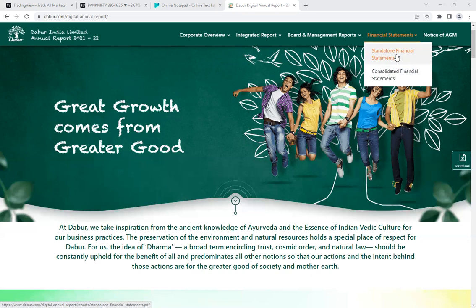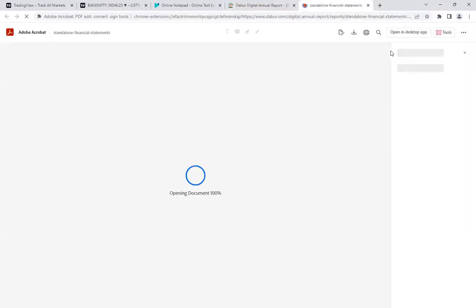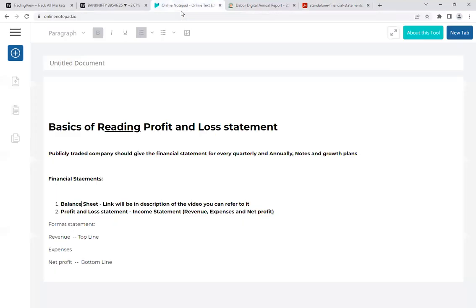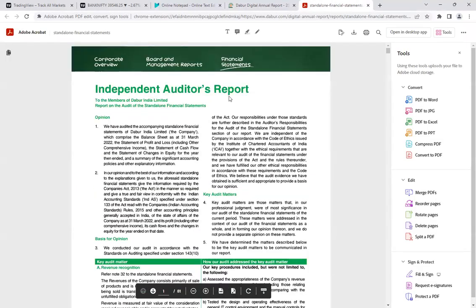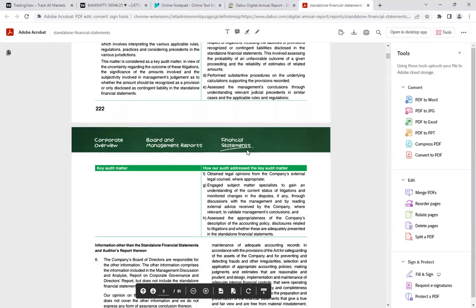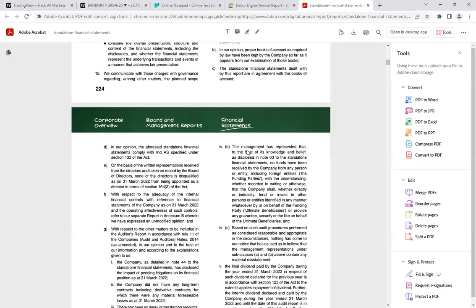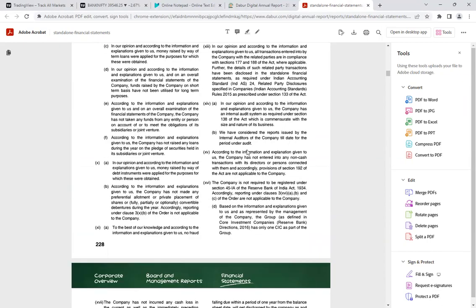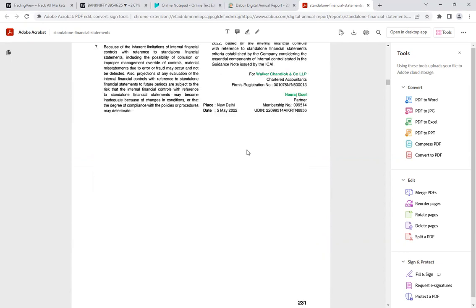Okay, so let me go to standalone financial statements. Sorry, I clicked on the wrong tab. Okay, so this is the statement here. As I mentioned a few minutes back, every financial statement will give you the balance sheet information, the profit and loss statement, and the cash flow statement. Along with that, other details also. Management will provide some other details on the company's performance. So I will go down to the statements where we can see the profit and loss statement.